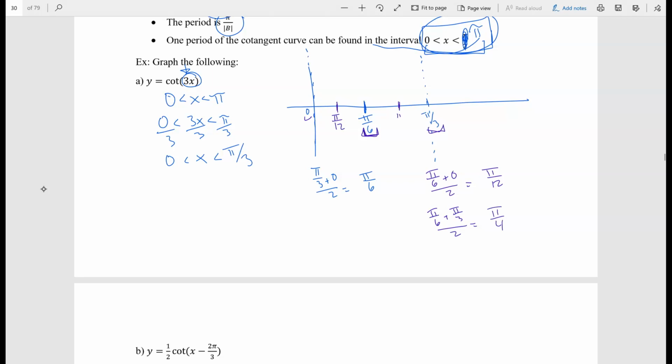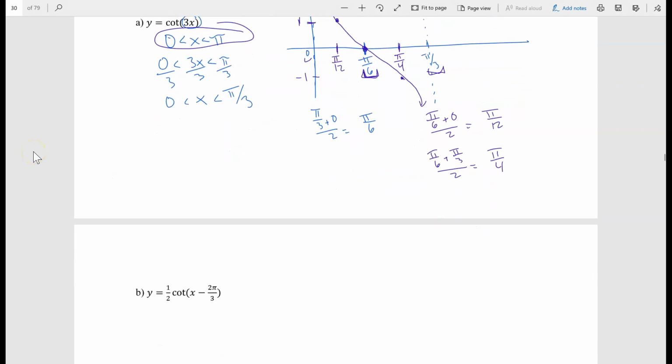Now, remember that the cotangent starts at 1. So pi over 12 is going to be a 1, then it's going to be 0, and then it's going to be negative 1. And then our asymptotes are just hanging out outside. So this is what the graph will look like. Same thing as before, we just have a different interval now, from 0 to pi.